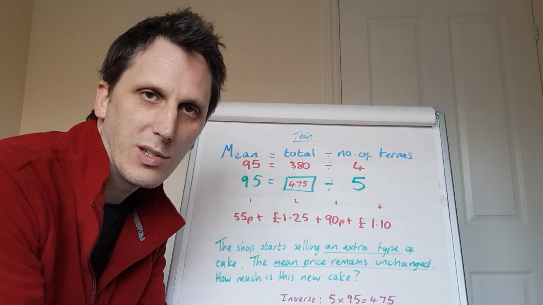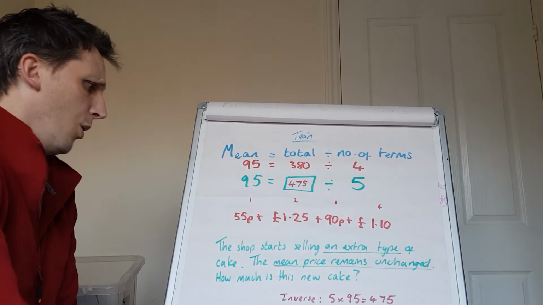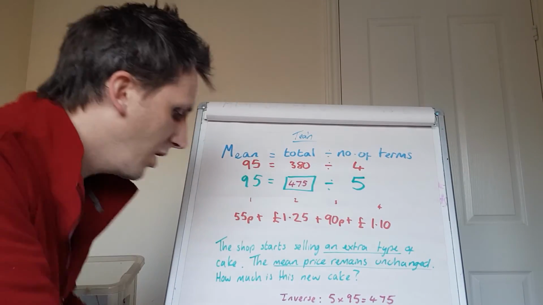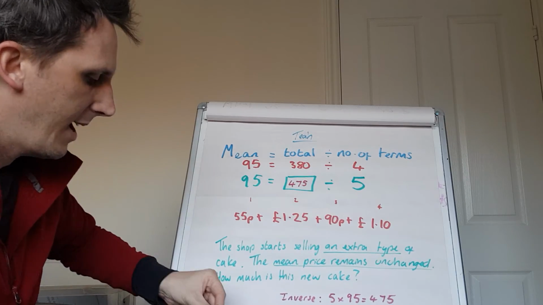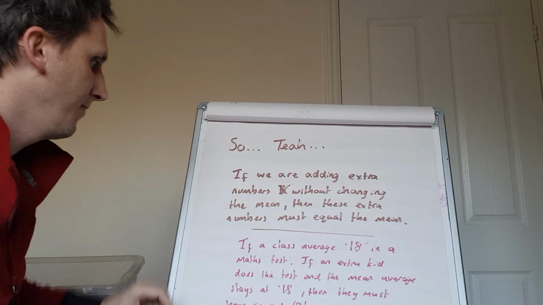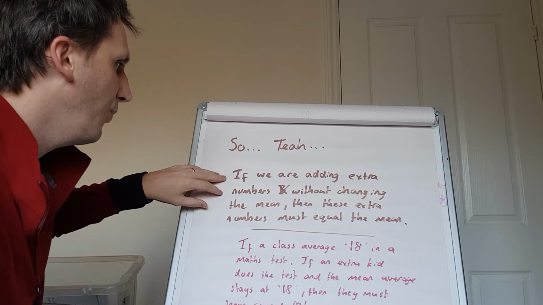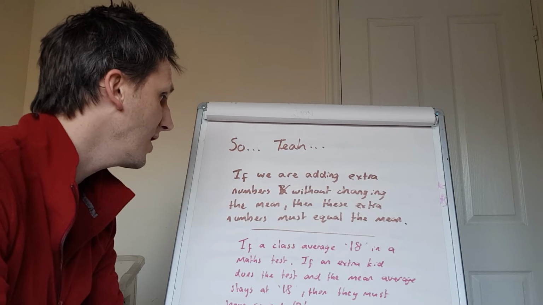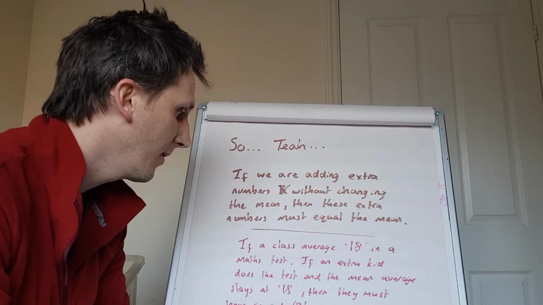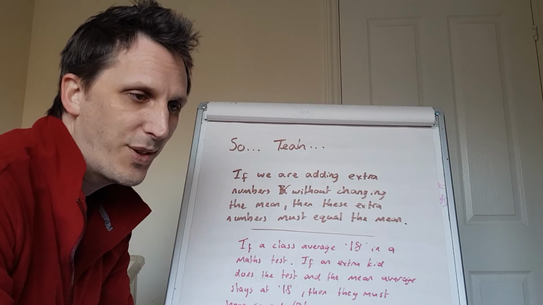The item must have cost 95 pence, which of course is our mean in the first place, which is no coincidence. And the reason it's no coincidence is because this. If we are adding extra numbers without changing the mean, then these extra numbers must equal the mean. Let me think how else I could explain it.